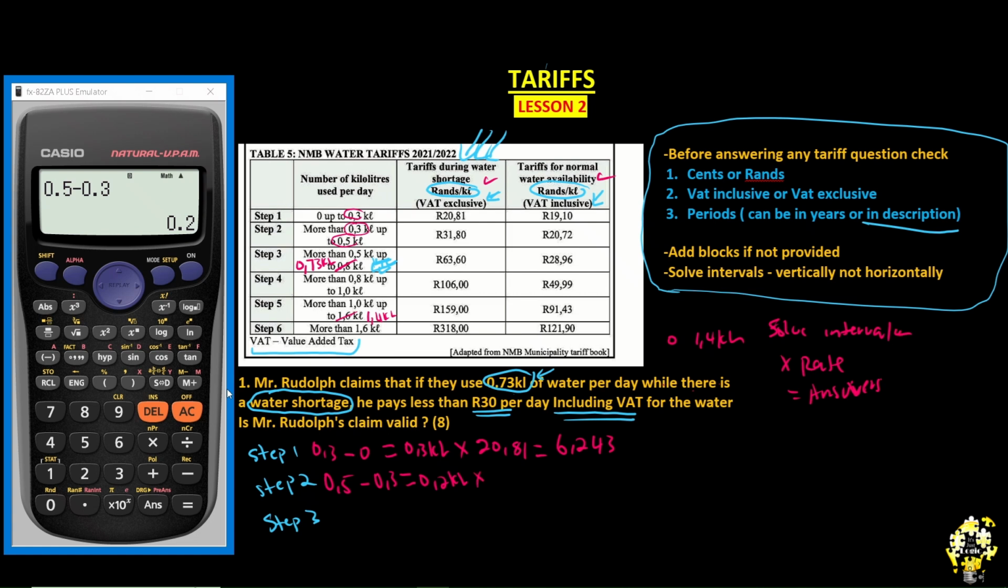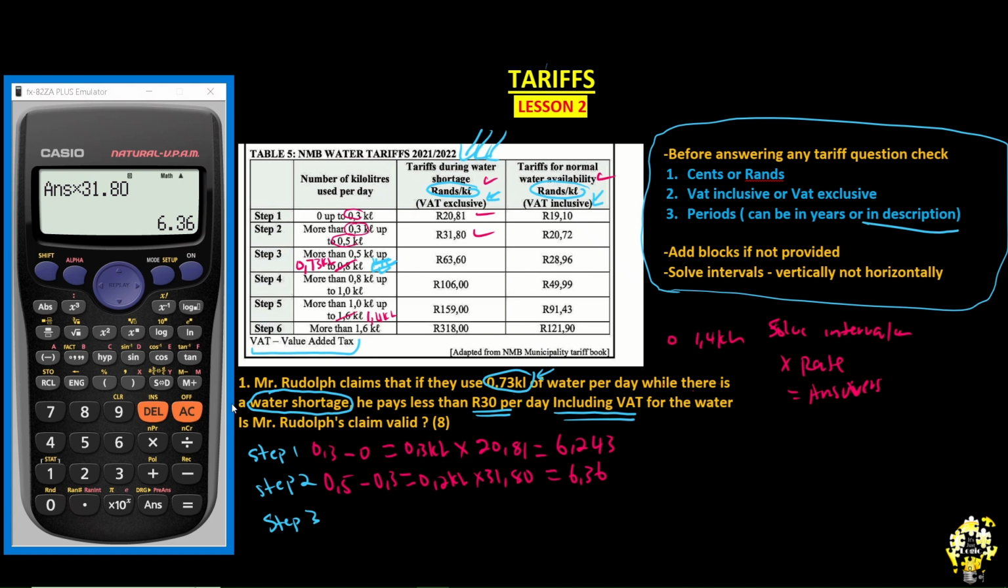After solving the interval, we multiply by the rate. The rate is 31.80. Make sure you mark, like with taxation, make sure you mark here. You don't want to get wrong for things that you understand. So 0.2 is already here. Let's just say multiply by 31.80. So we are told that it's 6.36. We are done with step number 2.